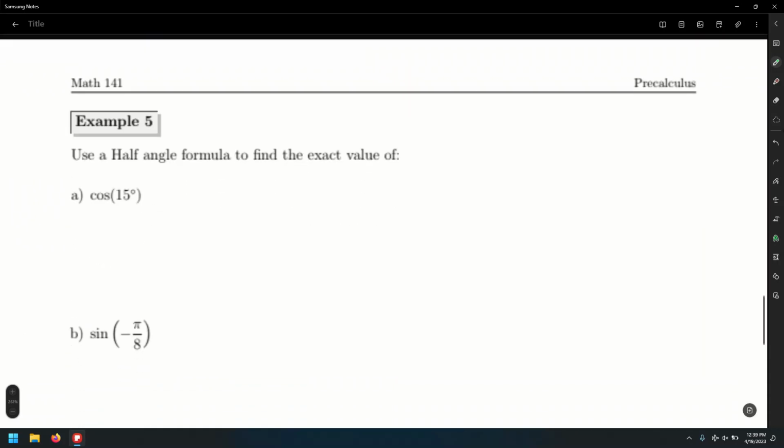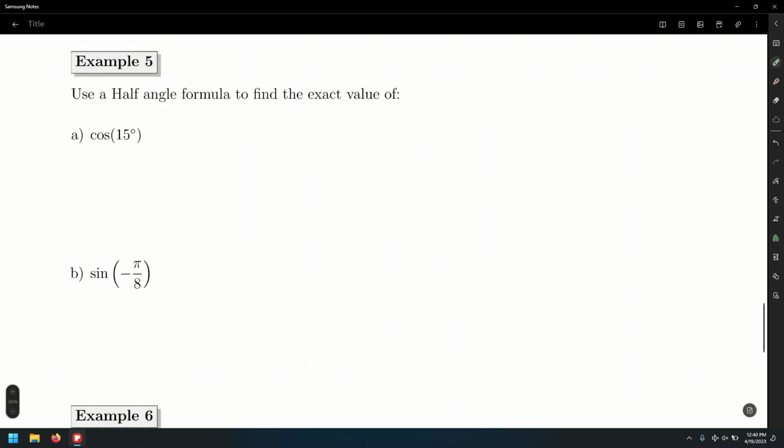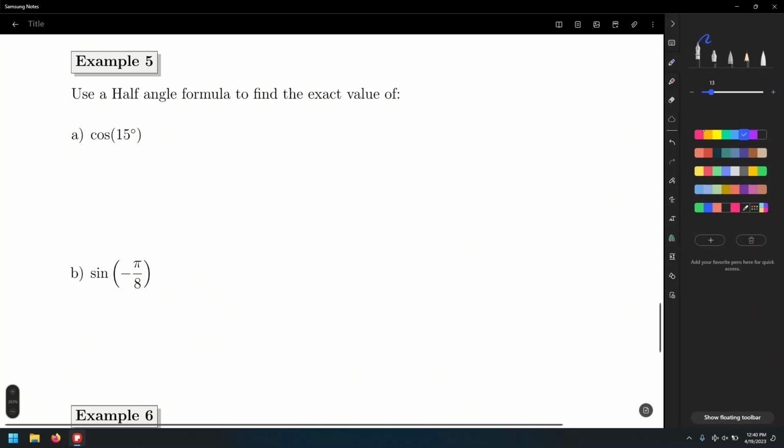How about we use these formulas to find the exact values of cosine of 15 degrees and sine of negative pi over 8. Alright guys, so check this out. We already did the first exercise, cosine of 15 degrees, last week in review. However, we did it using the sum and difference formulas by breaking up the number 15 as cosine of 45 minus 30. Alright?